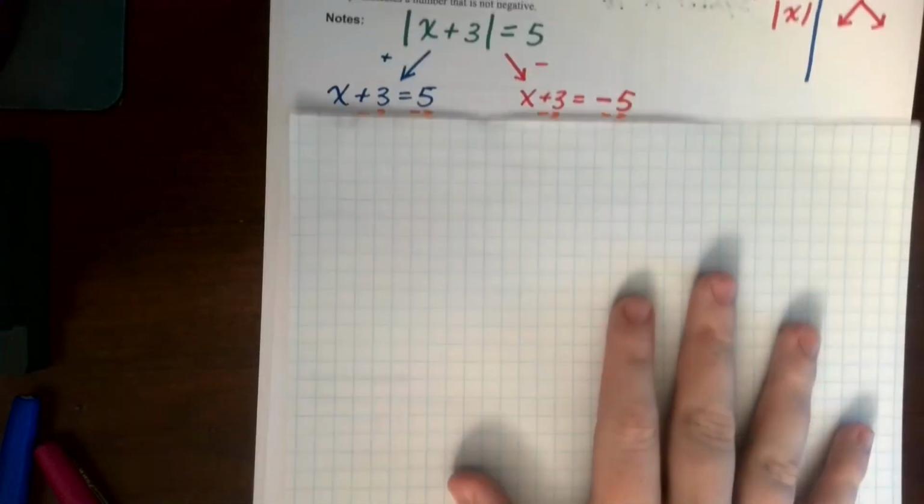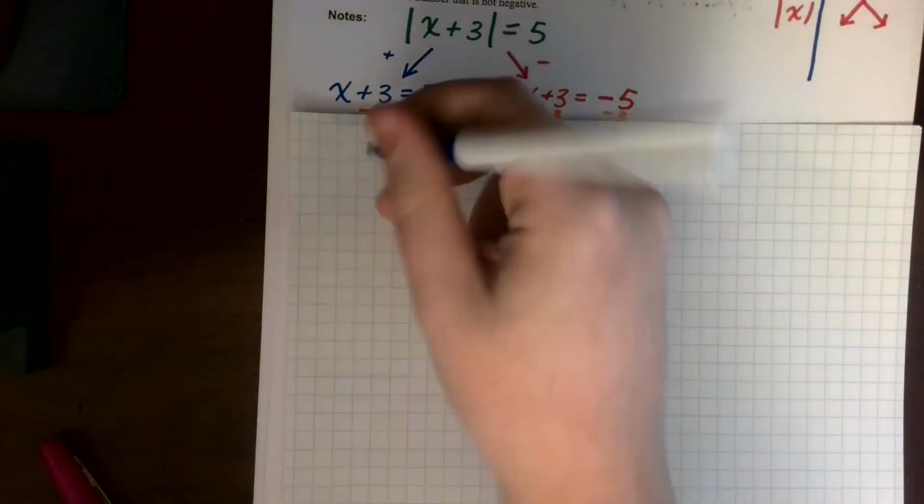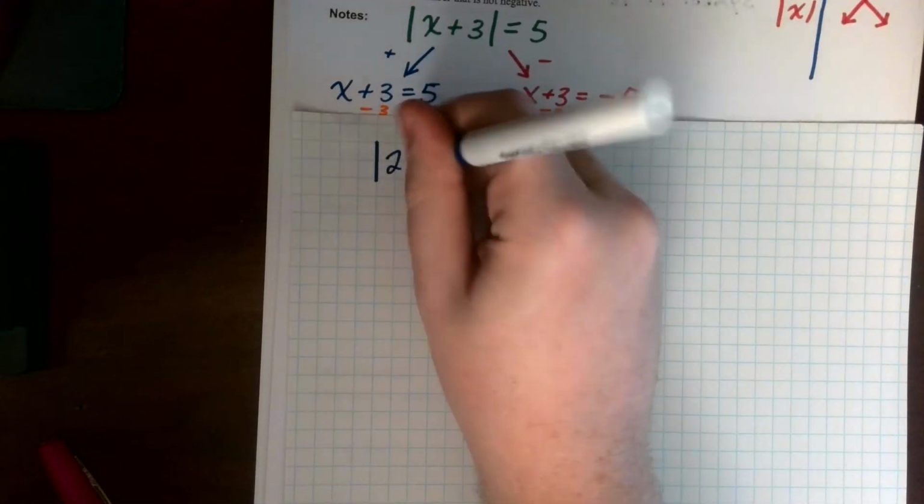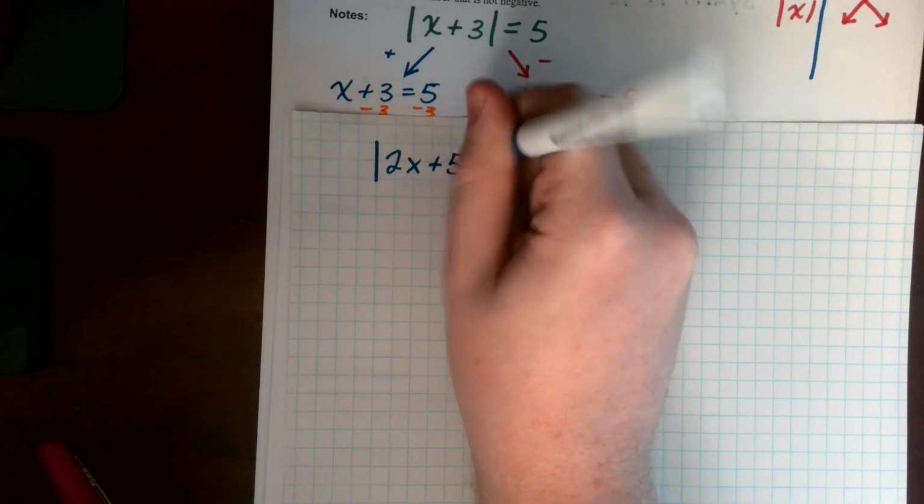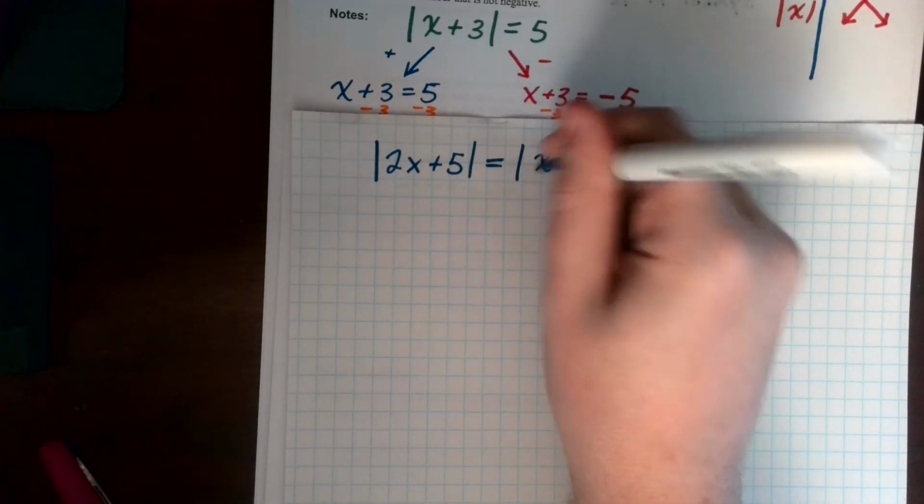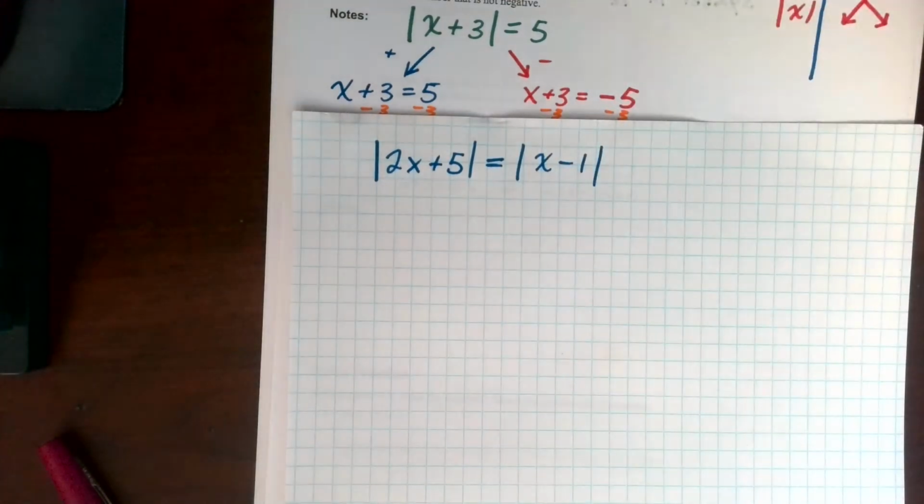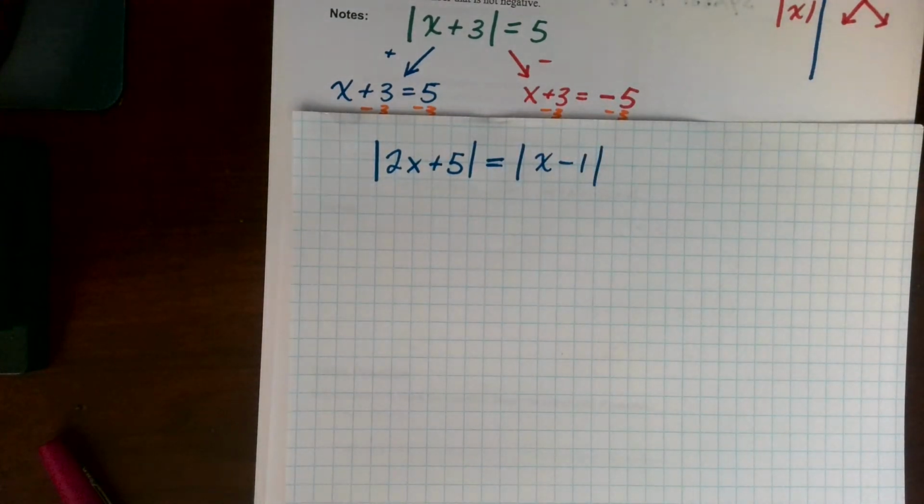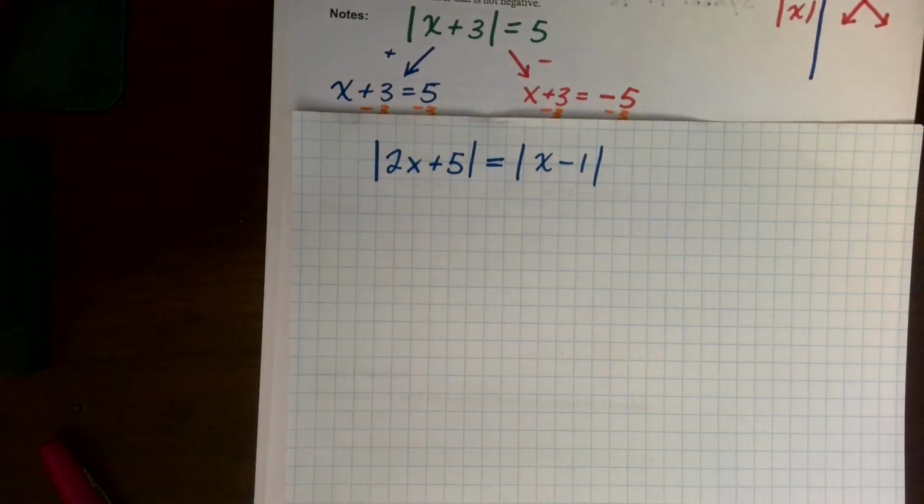Let me give you an example of two equations that we could solve. Now, fair warning, we are probably going to get a fraction for one of these, but that's just because I'm freehanding these equations. Here we go. The absolute value of 2x plus 5 equals the absolute value of x minus 1. And this looks crazy. How do we even know how many solutions we have?